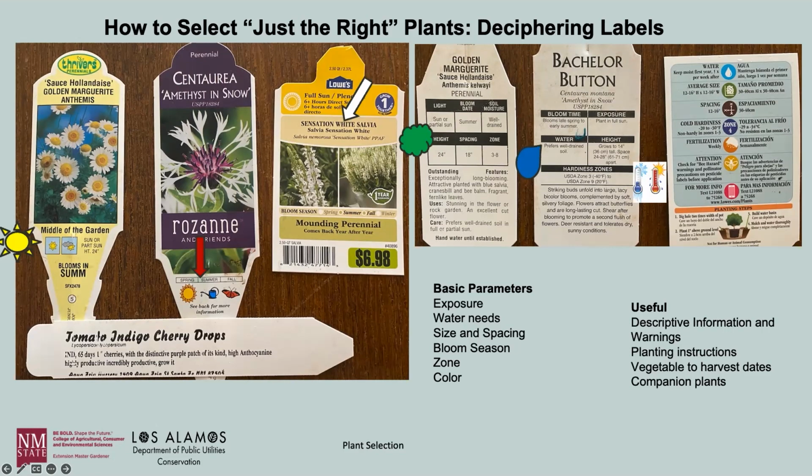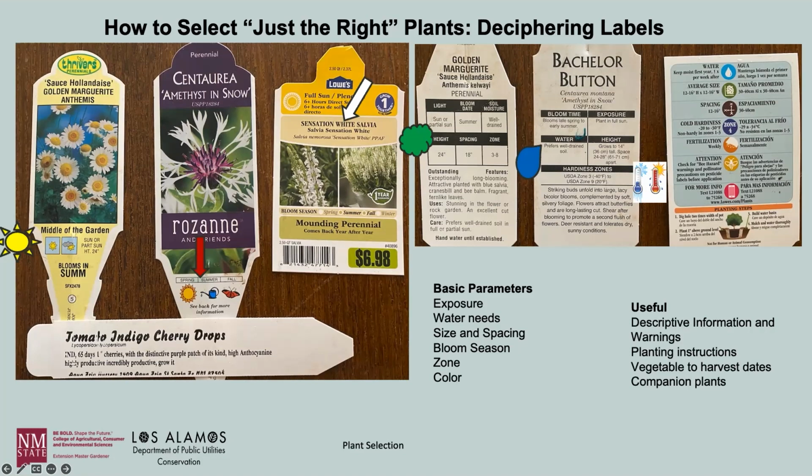But also, don't give up there. Get your reading glasses on and look at the little tiny print, because it's got lots of extra information back there. It will tell you warnings, like maybe if you have pets, maybe you don't want this plant because it's toxic. Sometimes it will give you planting instructions.